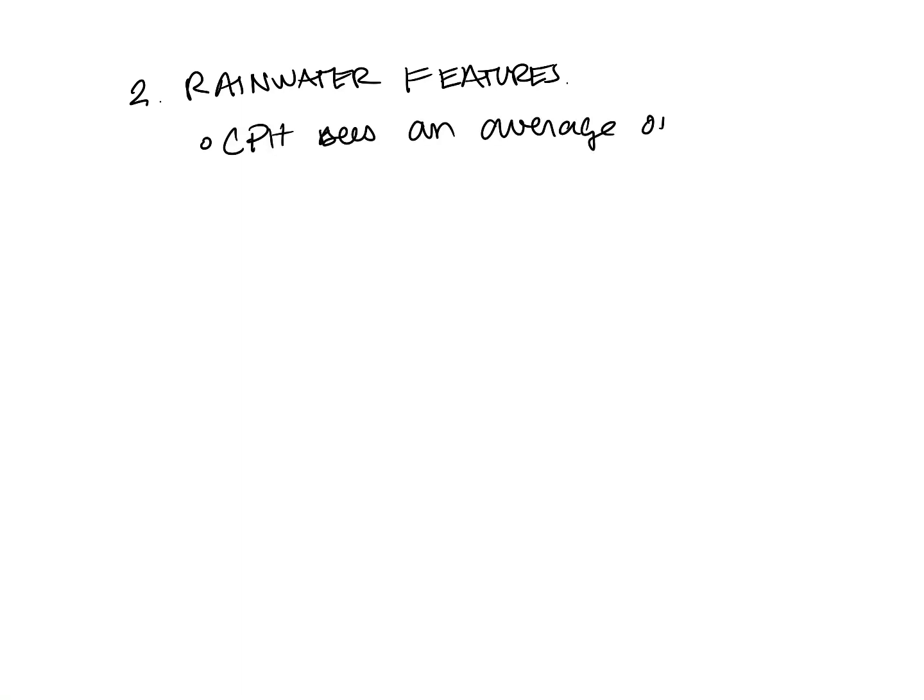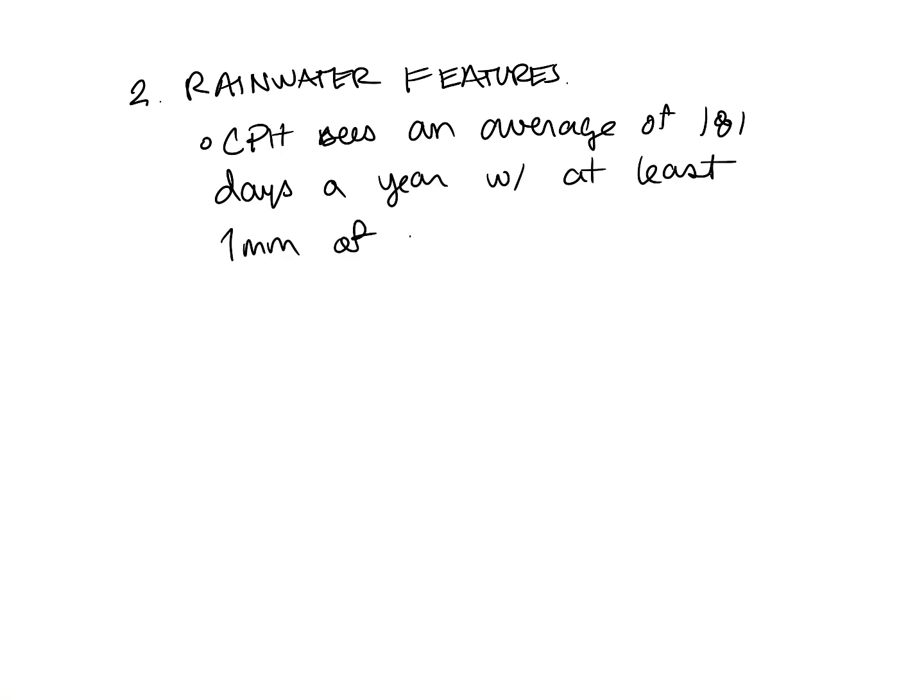All right, my next solution, rainwater features. Remember, this is not just a park for SAD sufferers. This is a park that should come alive when the weather is bad. So I'm going to use what I know about rain to create features on my site. Copenhagen sees an average of 181 days a year with at least 1 millimeter of precipitation. That goes back to my climate research.